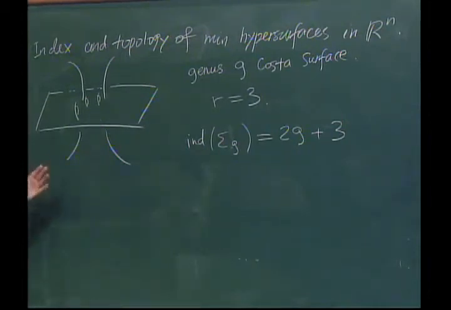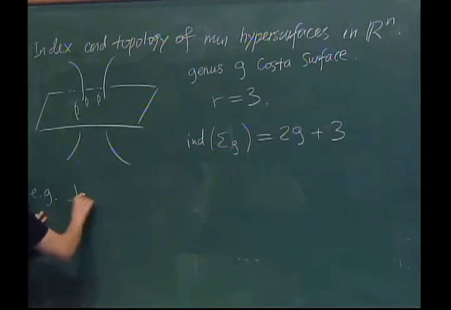Right, so the Costa surface is one large collection of embedded examples. And if you are willing to sacrifice the embeddedness a little bit, we have the Costa-Hoffman-Meeks surfaces.